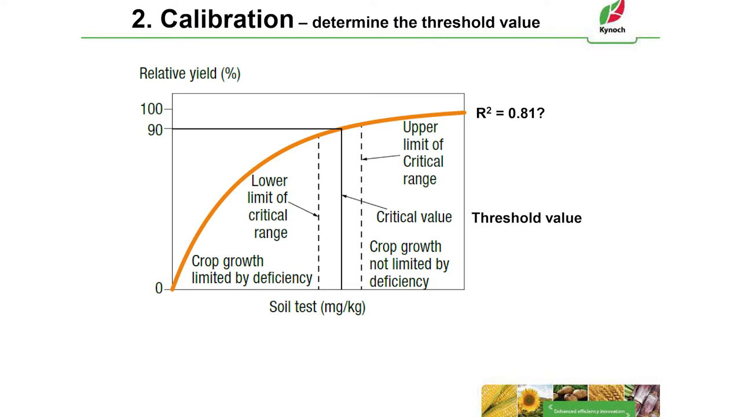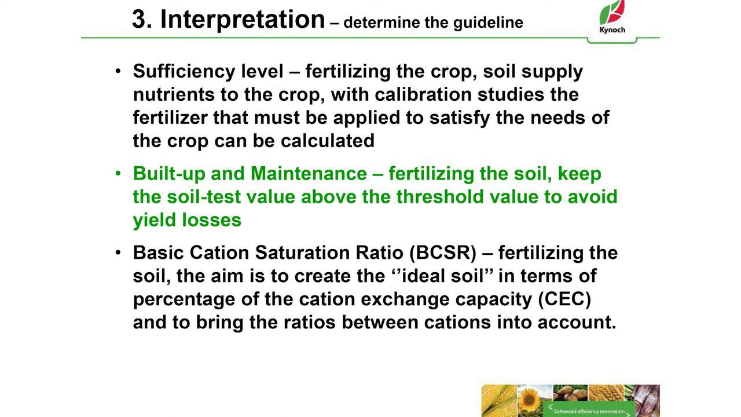Let's say that graph, and just remember that number, R squared of 0.81. Let's say the fit for that graph is 0.81. So remember it for future reference. Then there are two or three different methods that you can use to interpret the data. The first one is the sufficiency level.